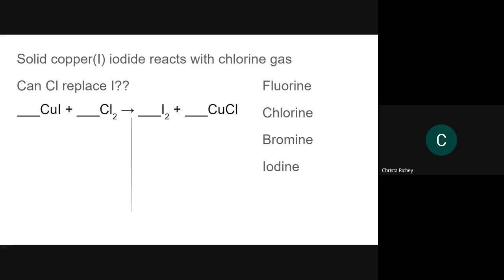This is doing a whole bunch of review all at once. Wait, so which one's picking on which one? We want to know if the chlorine is strong enough to kick out the iodine, which means it has to be higher on the list, which it is.